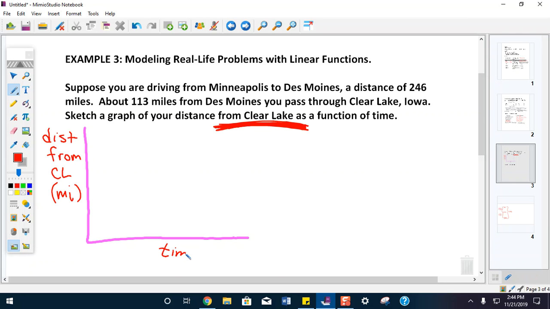Understanding that we're sketching this function as a distance from where? Clear Lake. I want to ask some clarifying questions on this. Where are we starting from? Careful on this. We actually are starting in Minneapolis and we're going to what? Des Moines. But we're going to base the distances on how far we are from Clear Lake. So if I go back to this little diagram, when we start this problem, how far away from Clear Lake am I when I'm in Minneapolis? 133 miles. So at time zero, how many miles from Clear Lake are you?